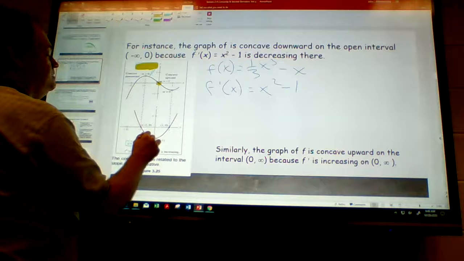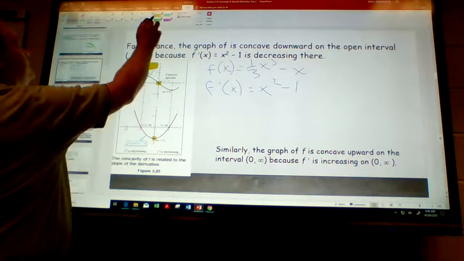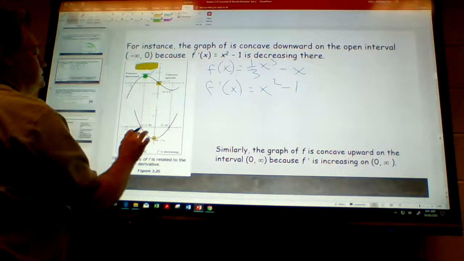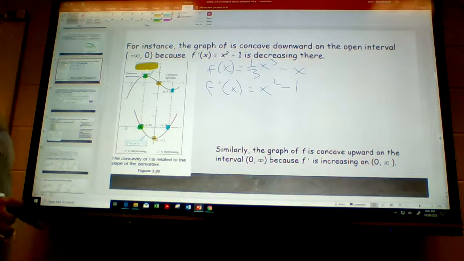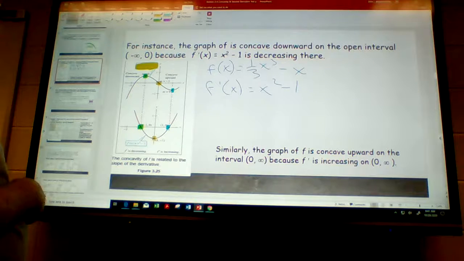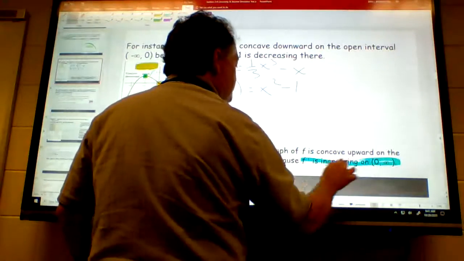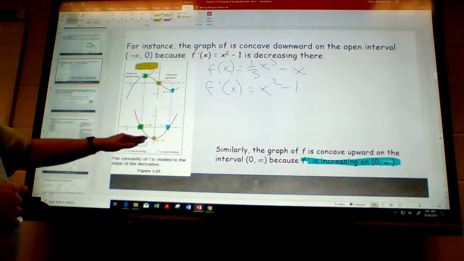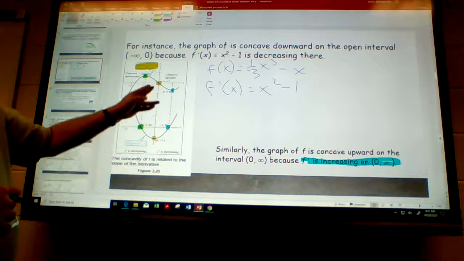Notice how it's going down, then all of a sudden right there it goes up again. So if that's the same spot right there, all right. So f is concave upward on the interval from 0 to infinity because f prime is increasing on the interval. So as f prime gets bigger, that means that it's concave upward.